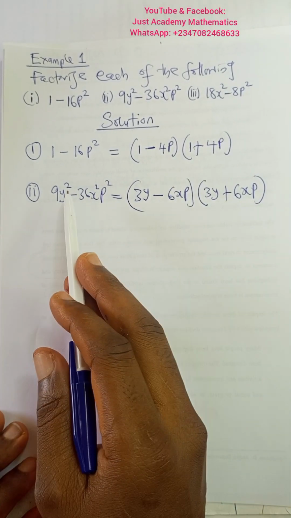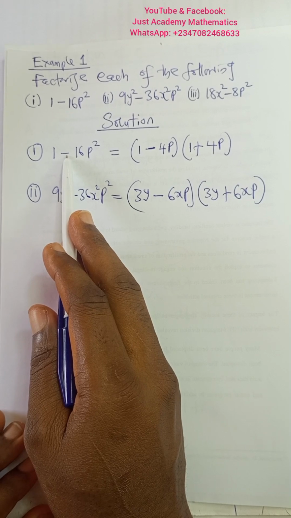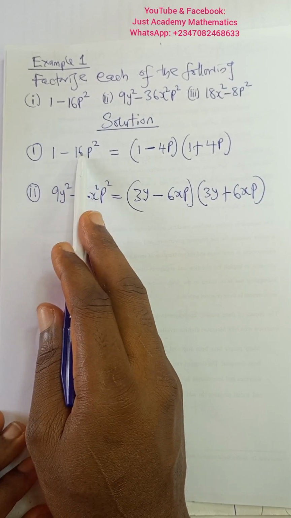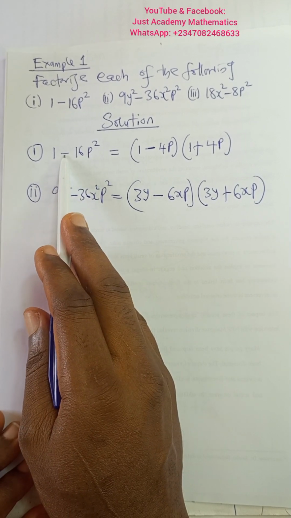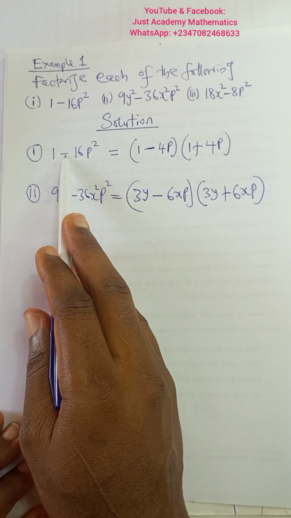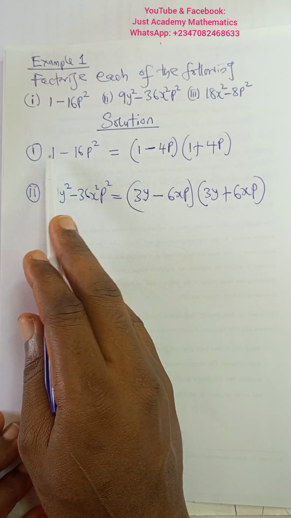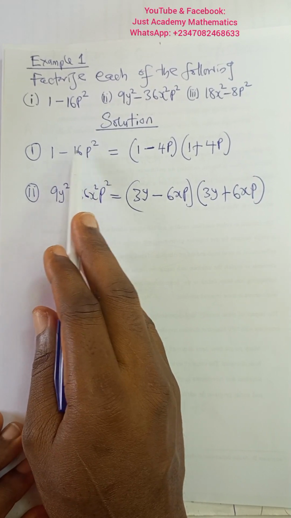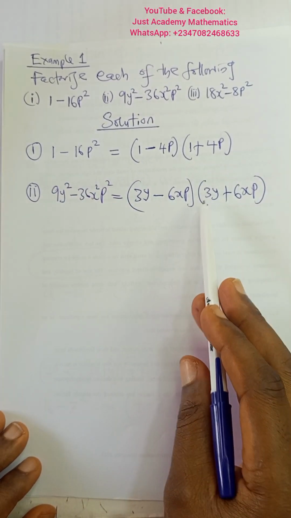Take note also, if here is plus, it's not applicable to plus. It's only applicable when the two are perfect squares and one of them is negative, not both of them positive or both of them negative. One of them has to be negative. One positive, one negative. Then you can expand it in this form.